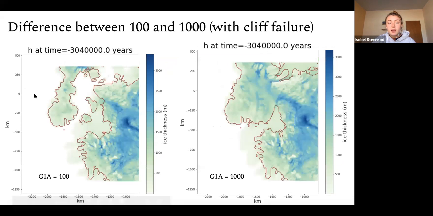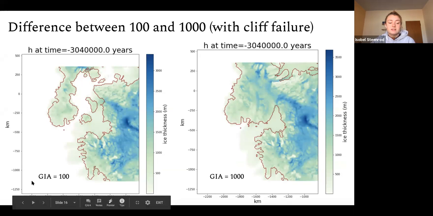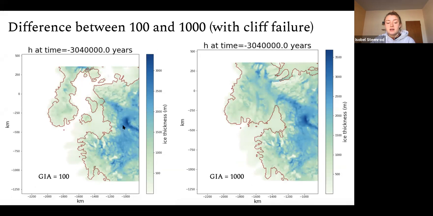And then there's a few maps of this. So this is the difference between the rate set to 100 and 1,000 with cliff failure. And if you can tell, it's at the same time. This is the West Antarctic Ice Sheet. And this is the height of the ice sheet. So you can tell that this is not showing an ice sheet collapse. And the brown line is the grounding line.